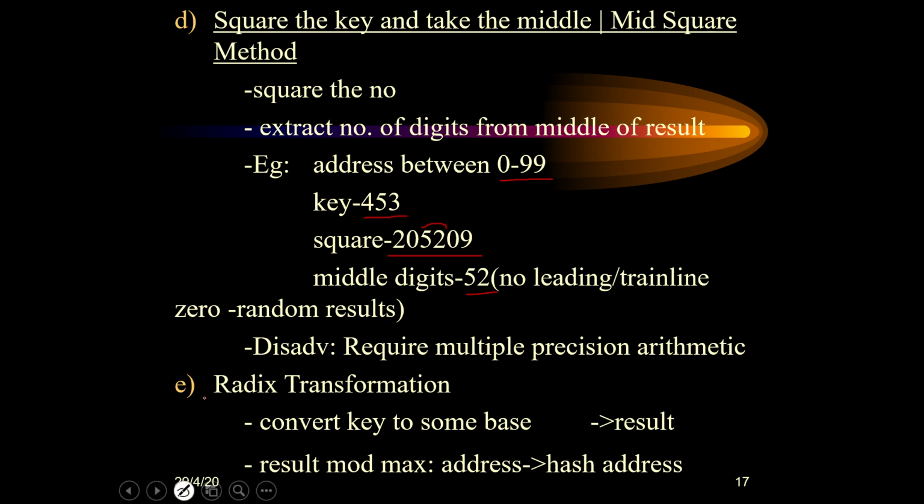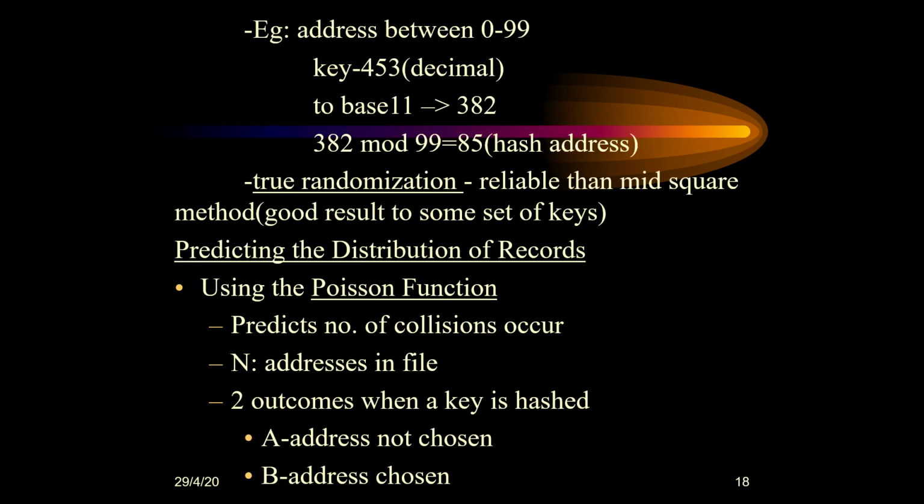The next is the radix transformation method. In the radix transformation method, I try to convert the numeric digits of my key into a base other than the one in which the key is expressed. Consider that my key is in decimal base. In that case, I try to convert it into another base. And after that, what do I do? I take the mod of that result with the maximum address, meaning the maximum address space which is available for putting that particular key. Then we get the hash address. So we'll see an example here.